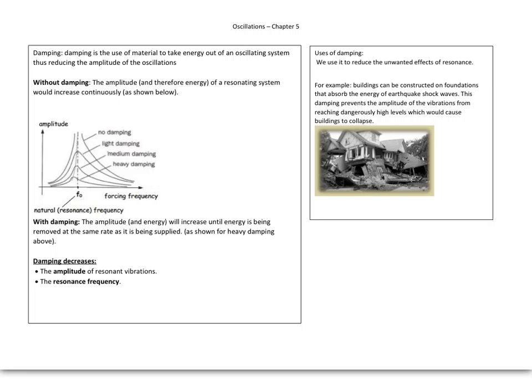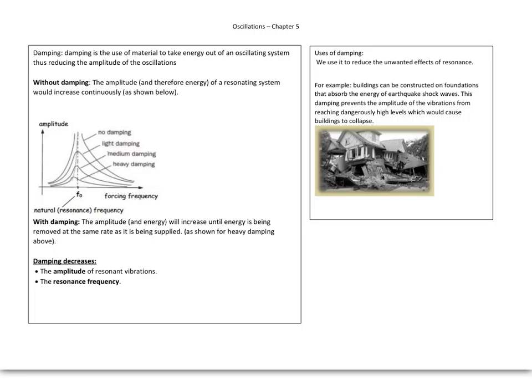So, damping. Damping is the use of material to take energy out of an oscillating system, thus reducing the amplitude of the oscillations. Without damping, the amplitude and therefore energy of a resonating system would increase continuously, as shown in the graph. But with damping, the amplitude and energy will increase until energy is being removed at the same rate as it is being supplied.